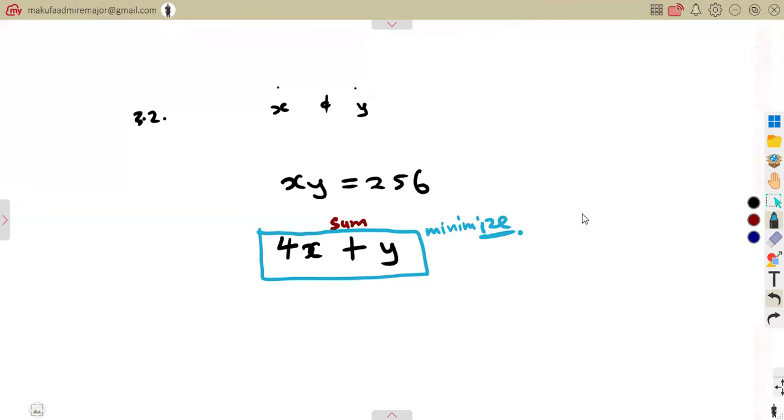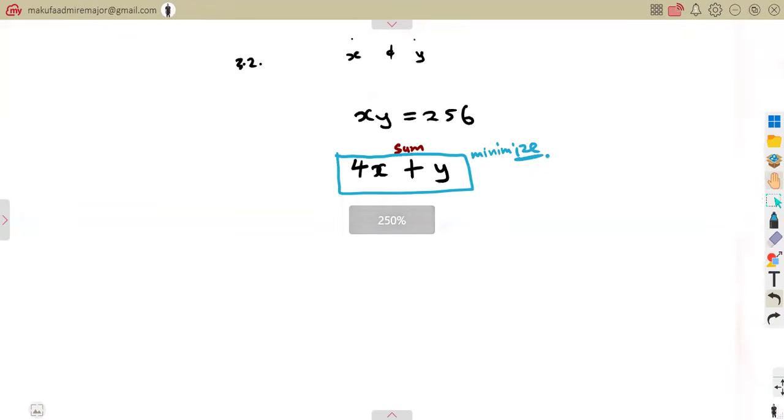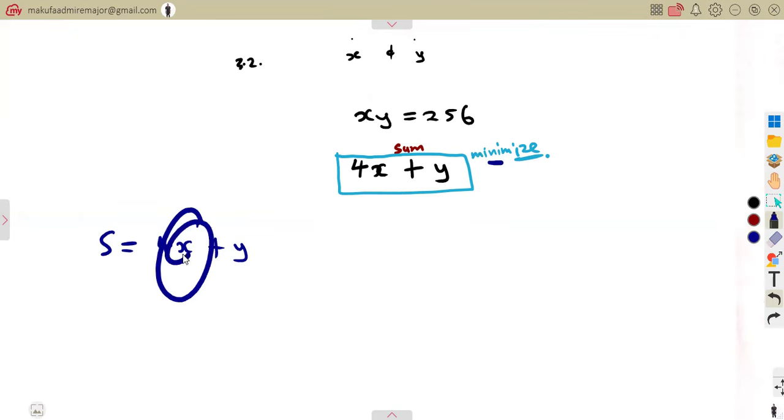In order for you to minimize this sum, we are talking about those applications of our derivatives now. Minimum values, maximum values. So it's a sum that we can even write in a shorter way: this sum is given as 4x plus y. It is in terms of x and y. And for this sum to be minimum, the first derivative must be equal to 0. But now, is it going to be the first derivative with respect to x or with respect to y? It must be in terms of one letter considered.